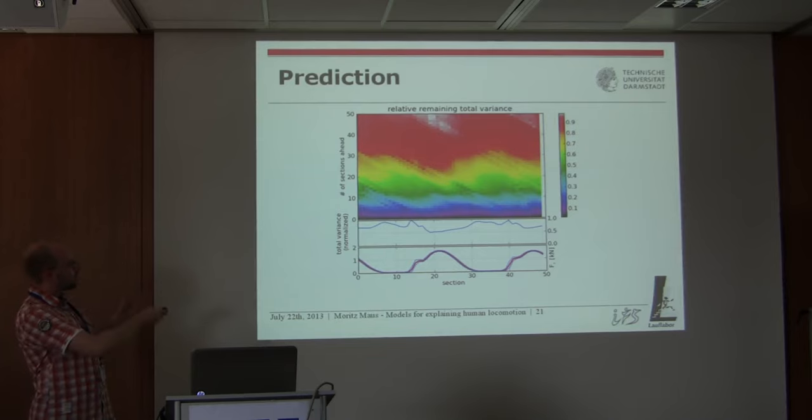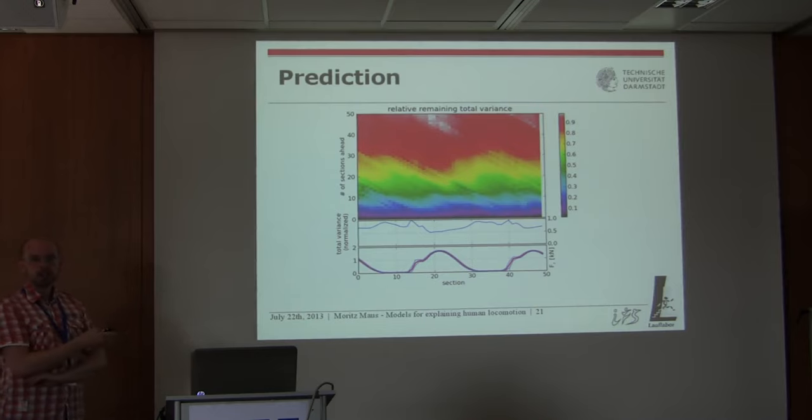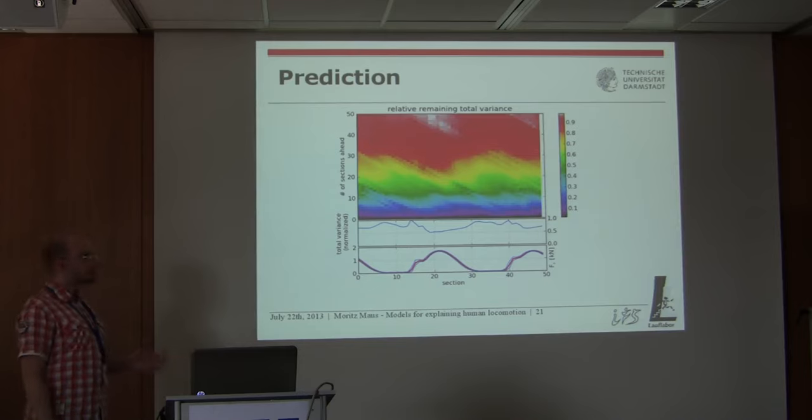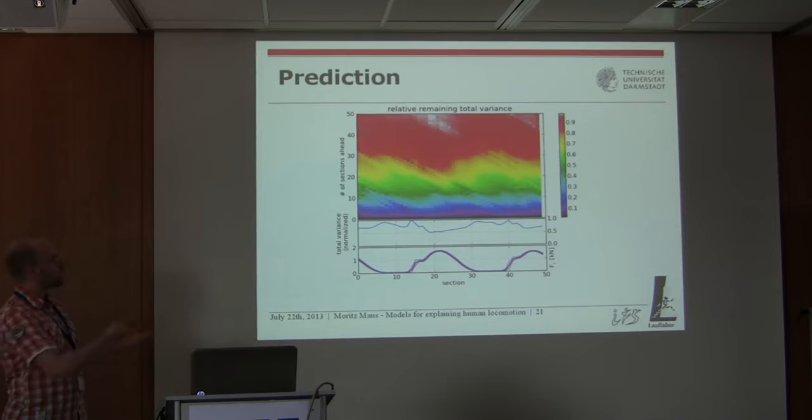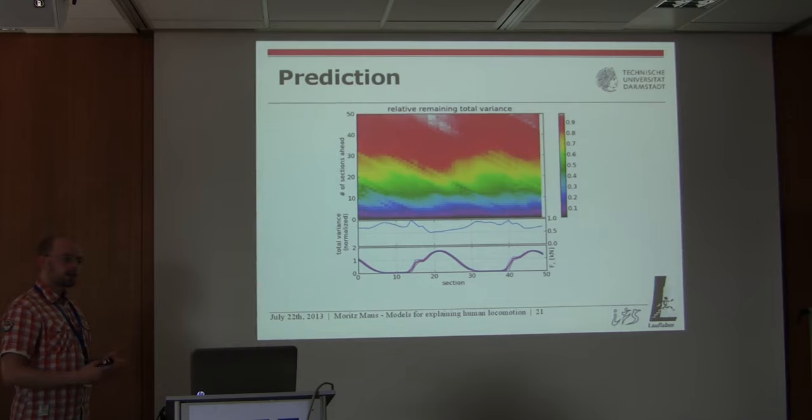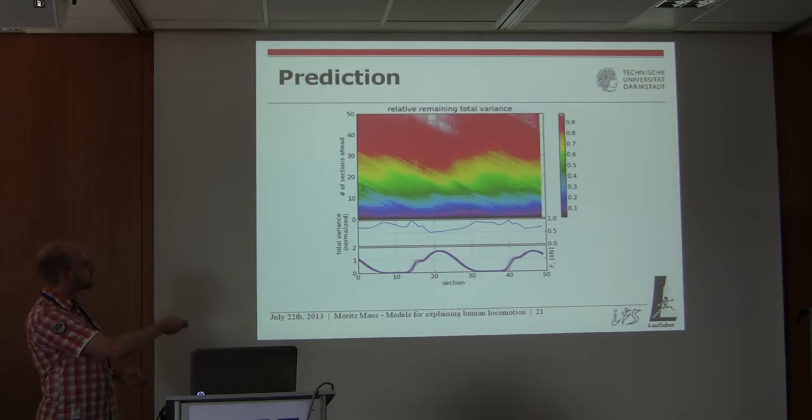And on the horizontal axis, I have plotted this for different starting sections. So it might be that the result is only valid for one section, which is not the case. You can select any point of your gait cycle and start your prediction, and the qualitative result is almost everywhere the same. And to get information on which phase number corresponds to which time in the gait cycle, I have plotted the vertical ground reaction forces here. So here is the touchdown.